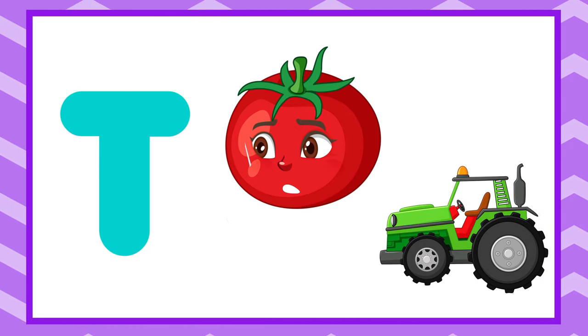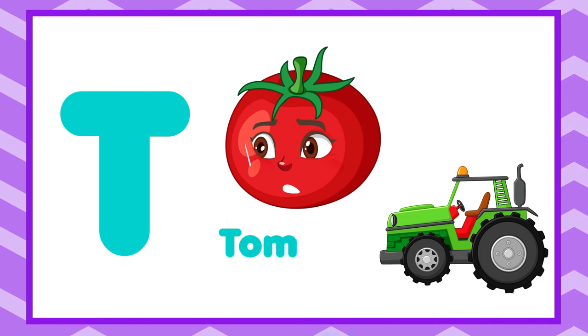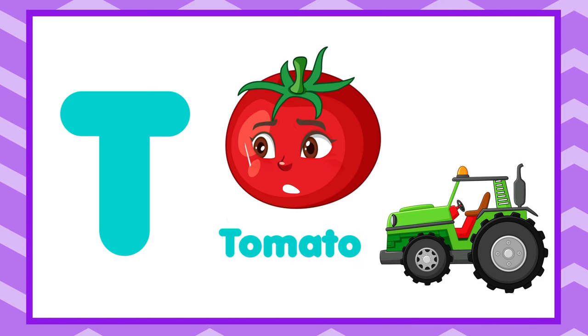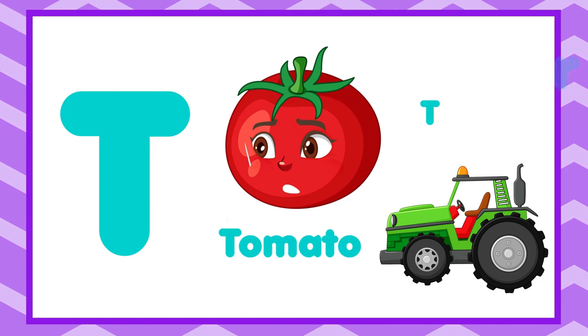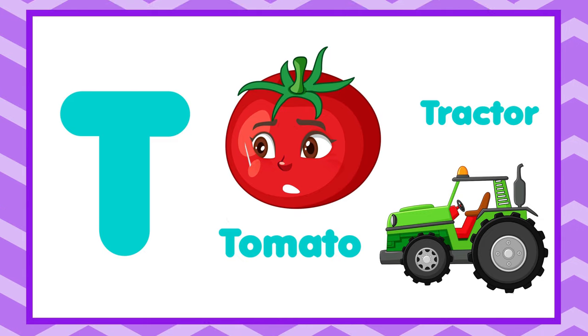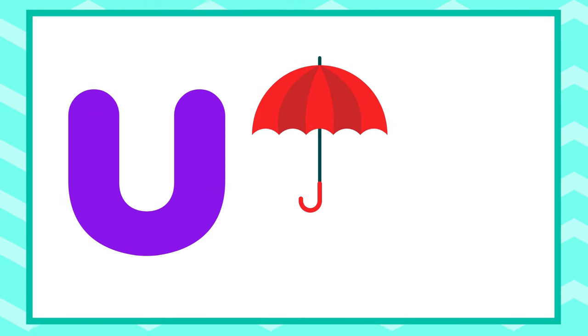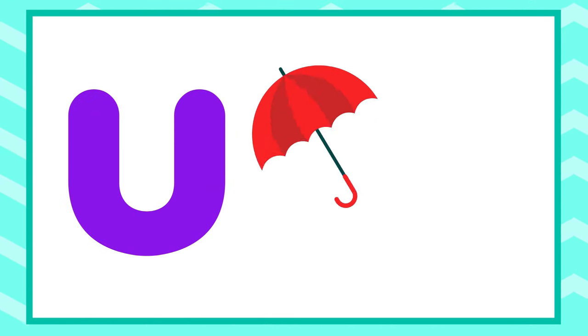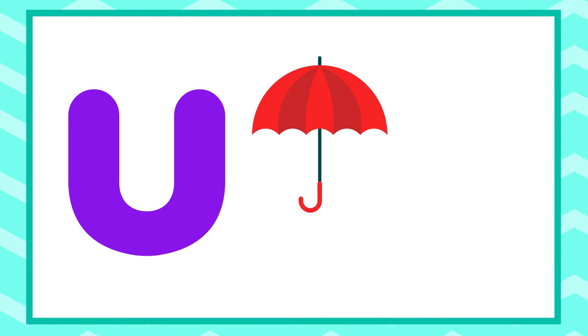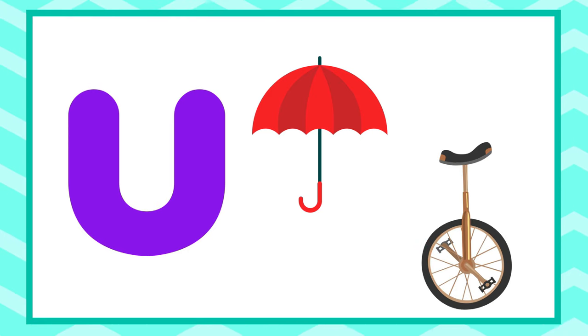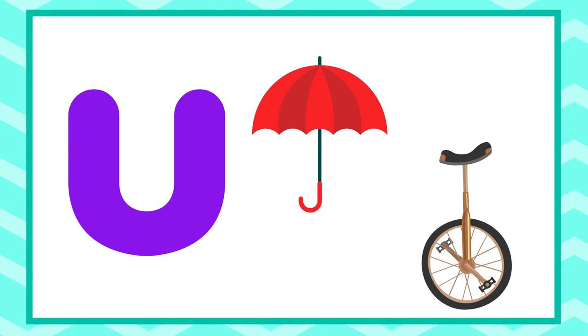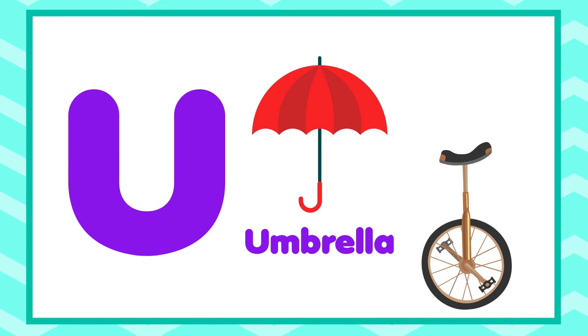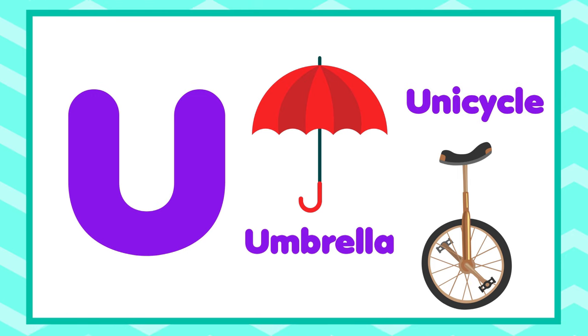T is for tomato. T is for tractor. U is for umbrella, umbrella. U is for unicycle, unicycle. U is for umbrella. U is for unicycle.